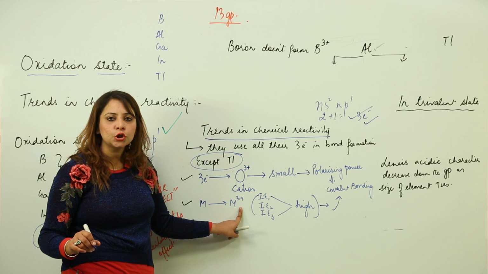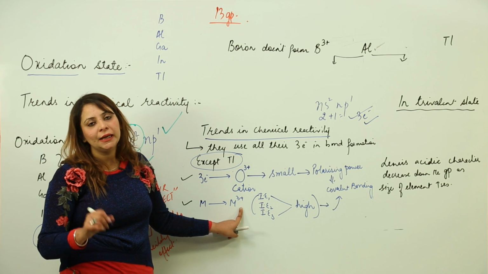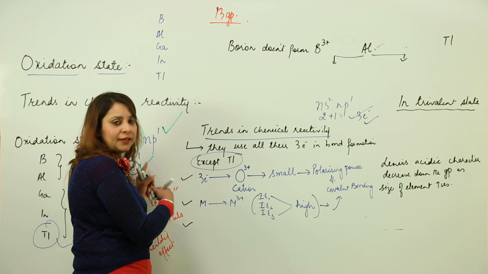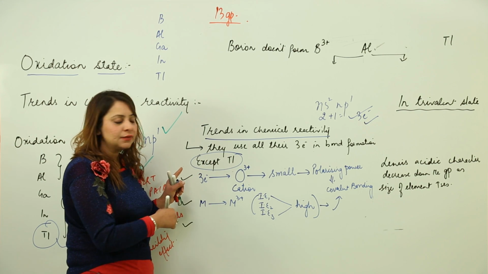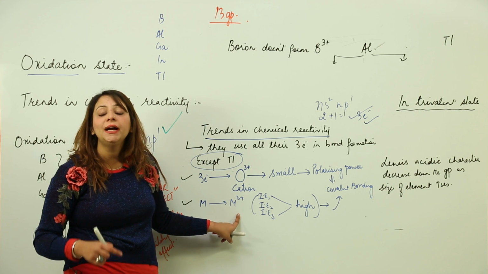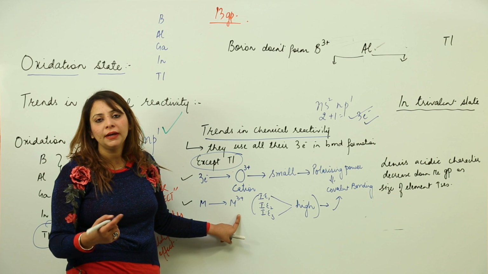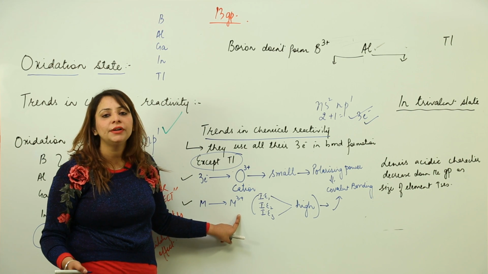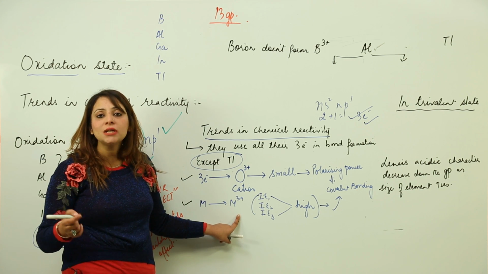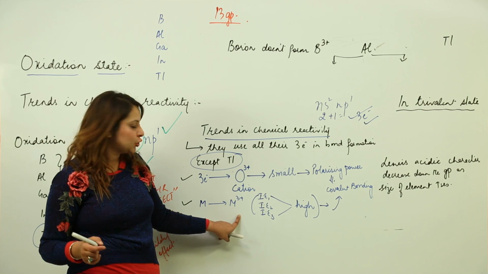They make use of 3 electrons, but in the formation of covalent bonds, not ionic, because for some of the elements of this family that we will discuss now, converting the metal into M3+ requires higher energy, and that much energy is not available. That means losing 3 electrons becomes very difficult due to increased ionization energy.